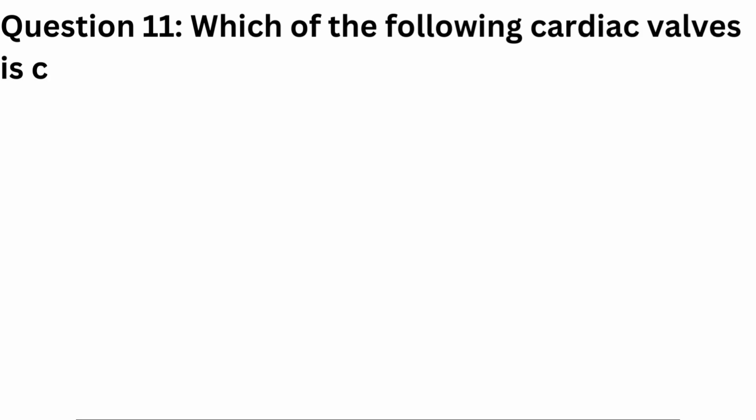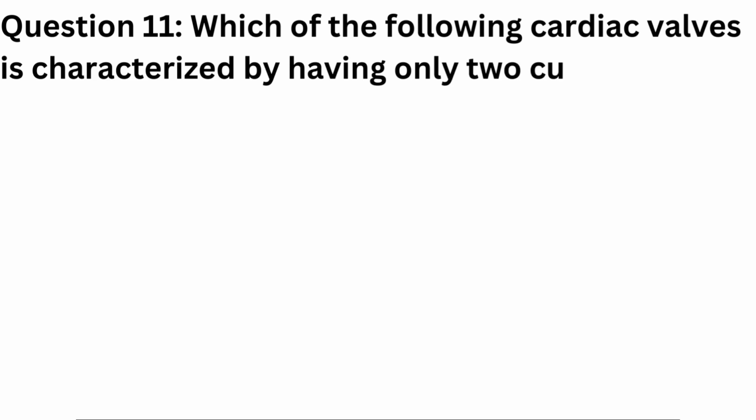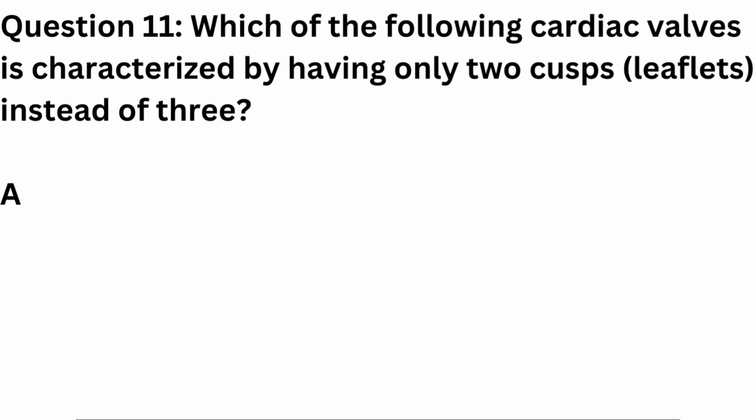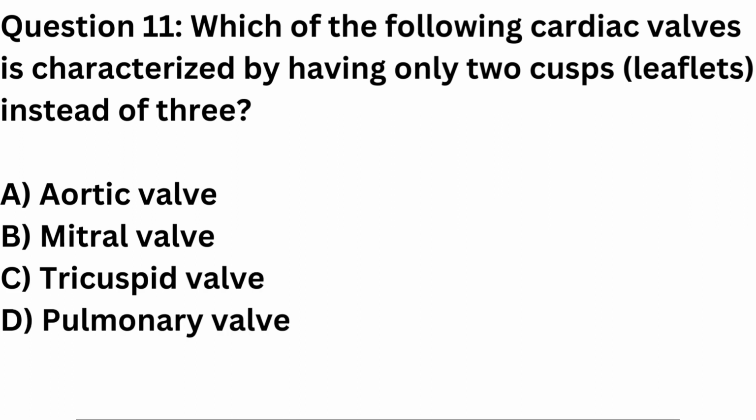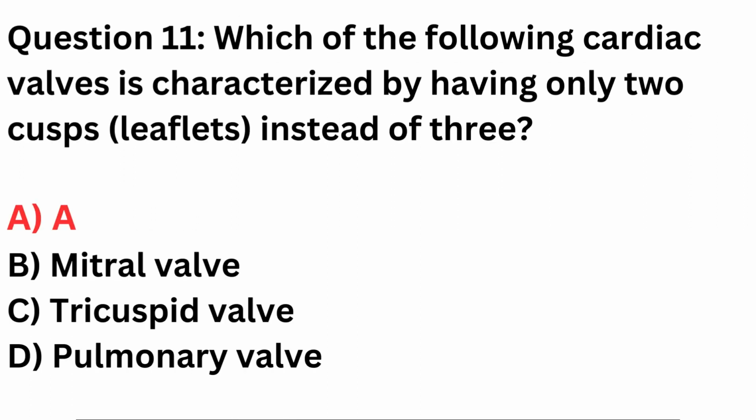Question 11. Which of the following cardiac valves is characterized by having only 2 cusps, leaflets, instead of 3? A. Aortic valve. B. Mitral valve. C. Tricuspid valve. D. Pulmonary valve. Correct answer is A. Aortic valve.